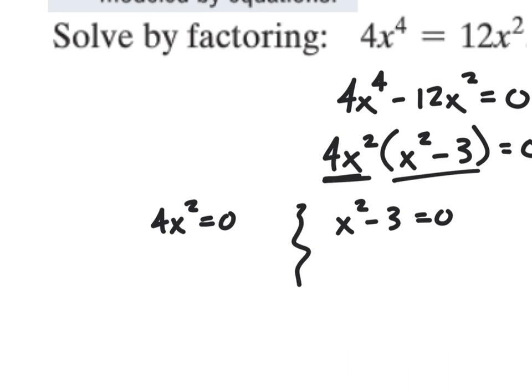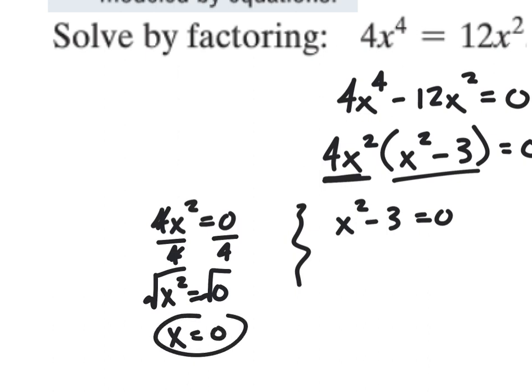If I set 4x squared equal to 0, I'm going to divide by 4 on both sides. The 4's divide out, and I still get x squared is equal to 0. I take the square root of both sides to solve for x, and I get that x is equal to 0. So that's one of my answers. The other answer comes from x squared minus 3. I'm going to add 3 to both sides, so I get that x squared is equal to positive 3.